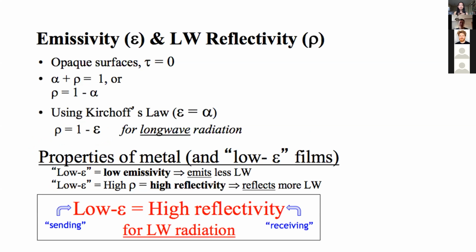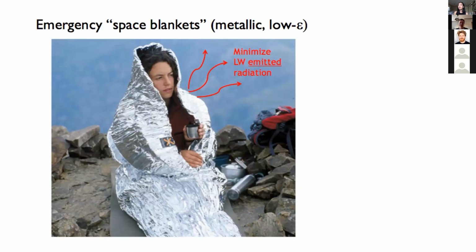So when you're looking at what glass does for a glass pane, it has high reflectivity for long wave radiation. So this is an example of a low E property in real life. You can also think of a burrito or a thermos. After a marathon, people use emergency space blankets with metallic low E properties. So this minimizes the long wave emitted radiation.